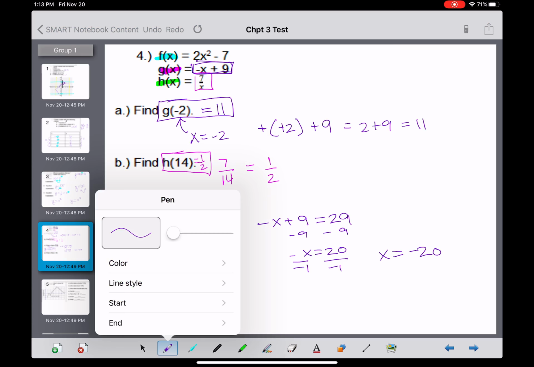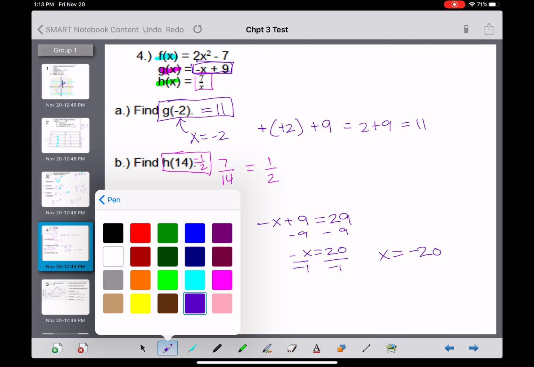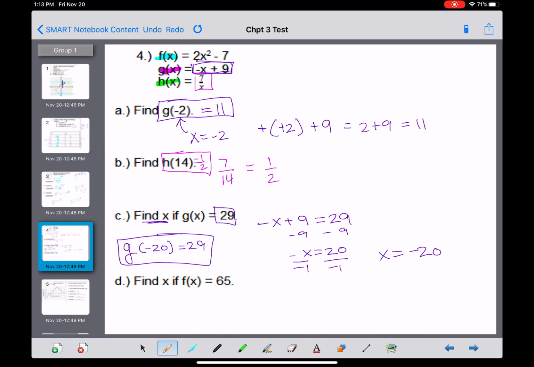The last one, we all missed this question. We're plugging in for f of x, our top equation. Once again, we're finding x. So we're going to set our expression equal to 65. I add 7 to both sides to get 72. Divide out by 2 to get 36.